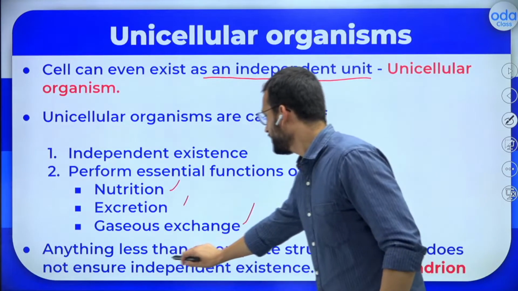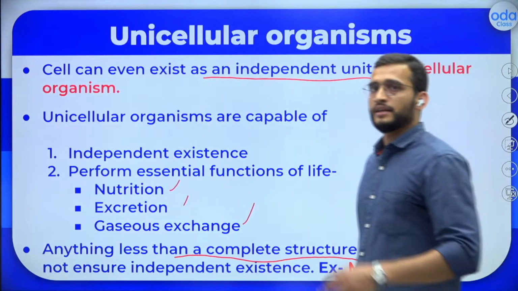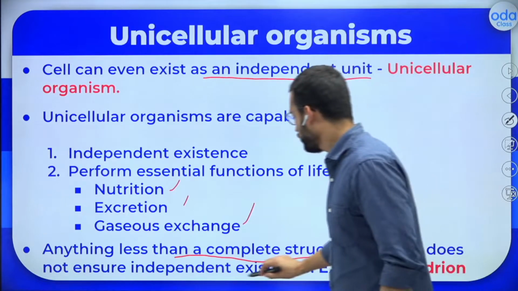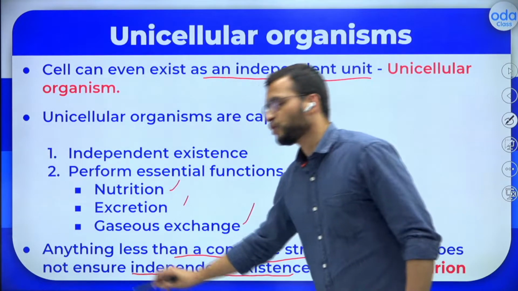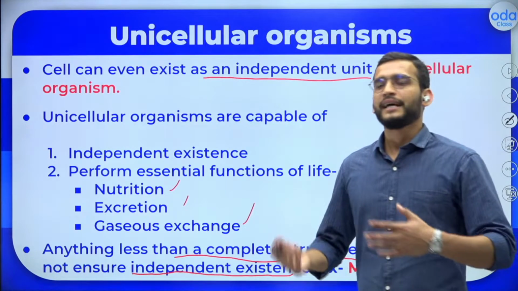So anything that is lesser than a complete structure of a cell, right? It cannot be a living organism. If it cannot live on its own, if it does not have an independent existence, we cannot say that it is a cell.